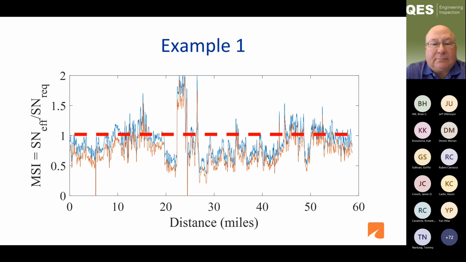But if you look at the values less than 1, showing something is needed because the required is greater than the effective. You can see there's a big area of data between the 22 or 23 miles where no repairs are needed. And then again, a longer stretch between about 30 and 40 or 45 miles where some work is needed.